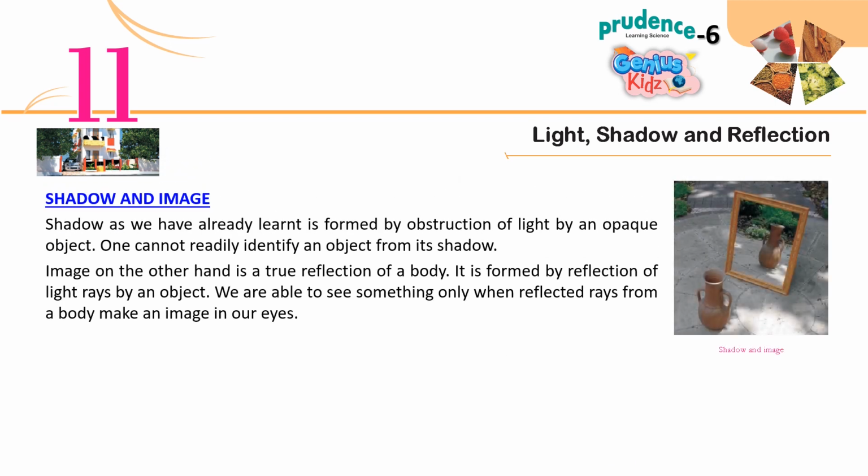Shadow and image. Shadow, as we have already learnt, is formed by obstruction of light by an opaque object. One cannot readily identify an object from its shadow. Image, on the other hand, is a true reflection of a body. It is formed by reflection of light rays by an object. We are able to see something only when reflected rays from a body make an image in our eyes.